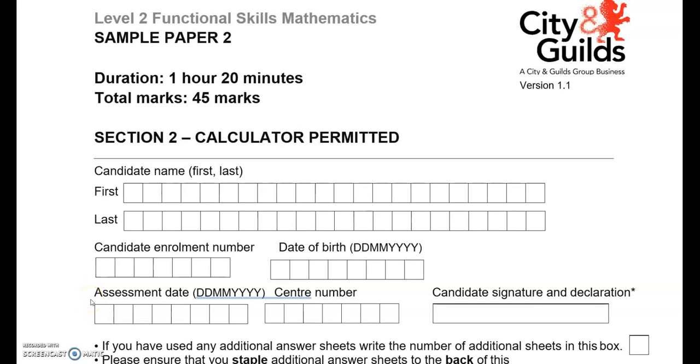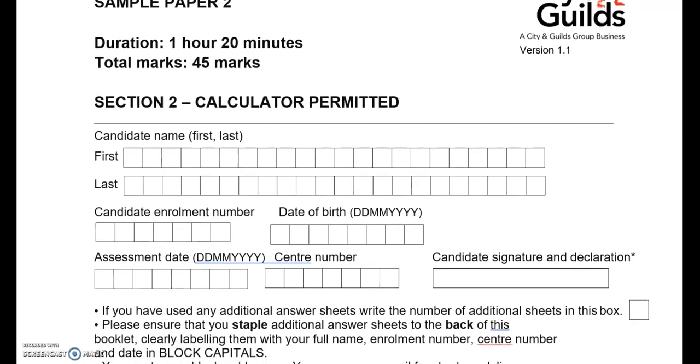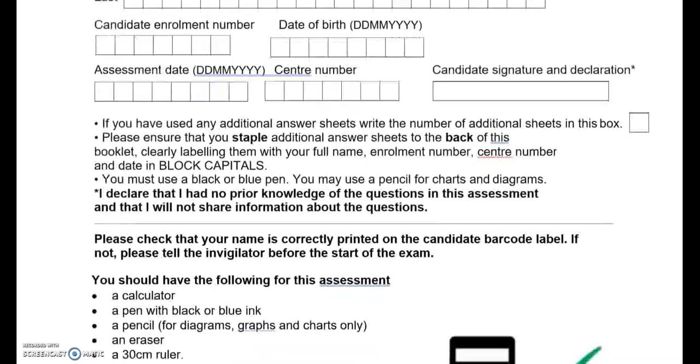This is the second part of the functional skills sample paper from City and Guilds, where you can use a calculator. There are 45 marks in total.